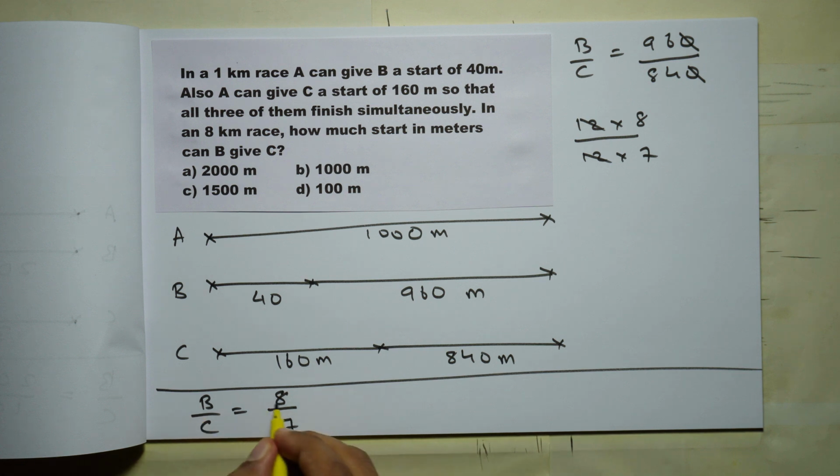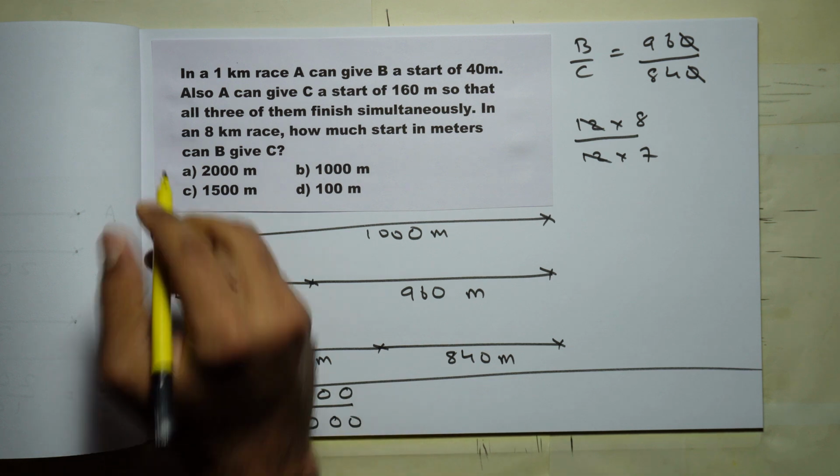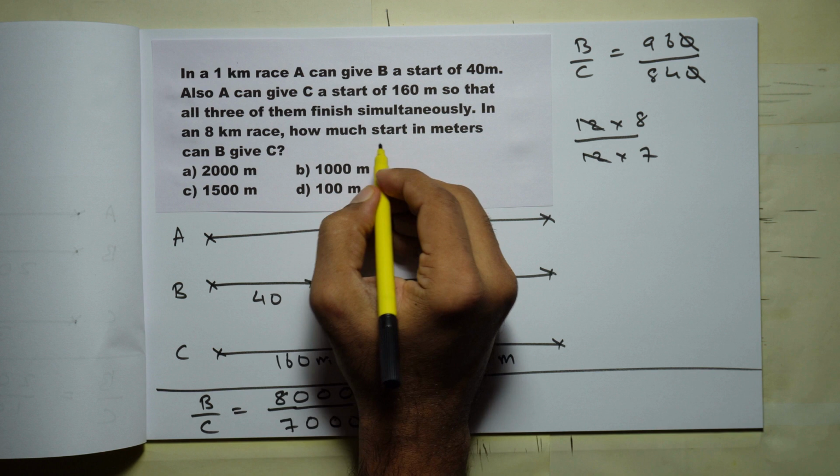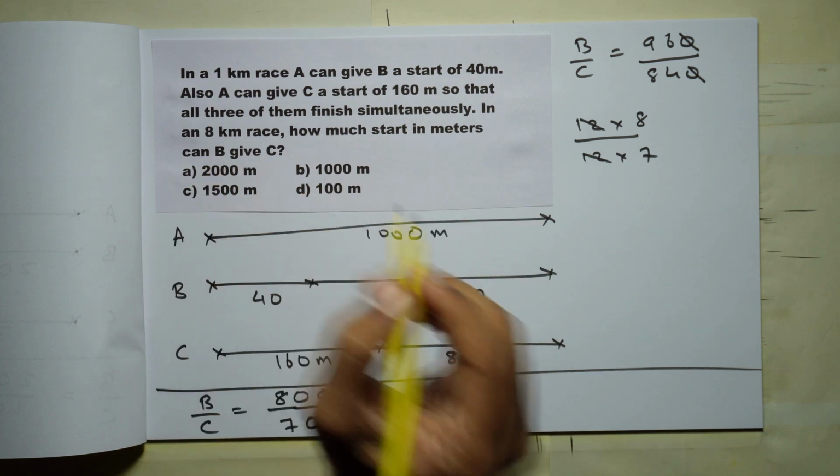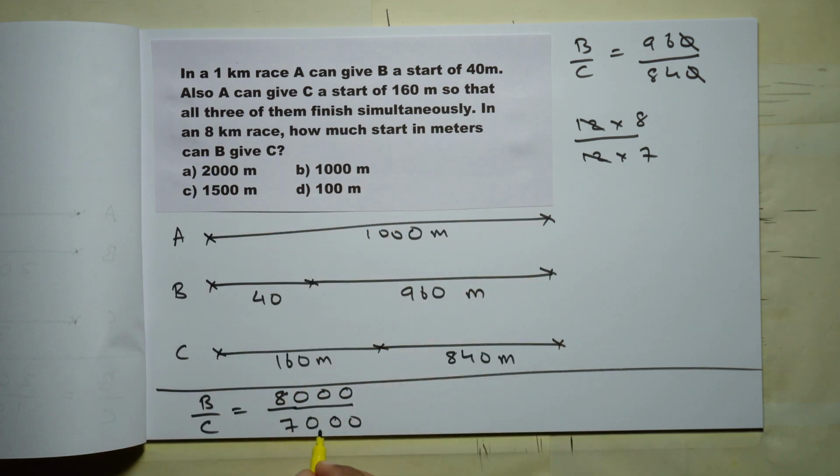So when B does 8 meters, C will do 7 meters. Similarly, when B does 80, C will do 70. When B does 8000, C will do 7000. Now it is an 8 kilometer race, and how much start in meters can B give C? So you can see that B should initially allow C to run for 1000 meters. And when C does the remaining 7000 meters, in that much time, B will do the full 8000 and both of them will finish simultaneously.